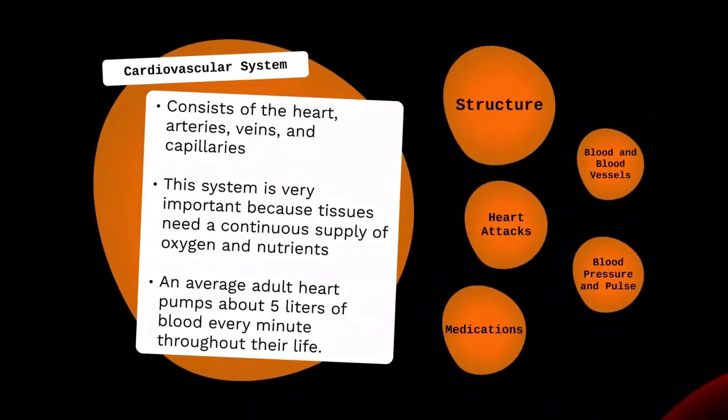Now we're going to cover the cardiovascular system. This consists of the heart, arteries, veins, and capillaries. This system is very important because tissues need a continuous supply of oxygen and nutrients. The average adult heart pumps about 5 liters of blood every minute throughout their life. So obviously our heart gets put through quite a bit throughout our lifetime.